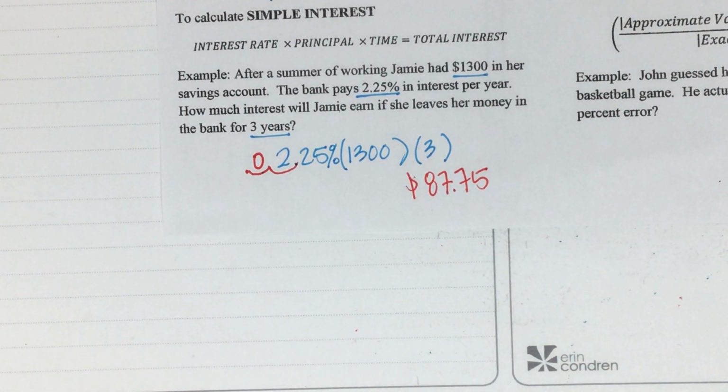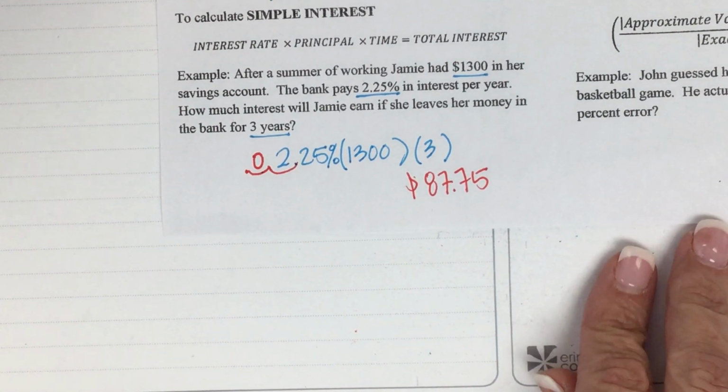So that's how much interest that she makes over 3 years. So it might be an extension of the question to say, well, how much money did she receive after 3 years if she took her money out? You'd have to take that $1,300 plus what? The $87.75. Okay? Everybody got it? All right, go to the top right-hand corner.